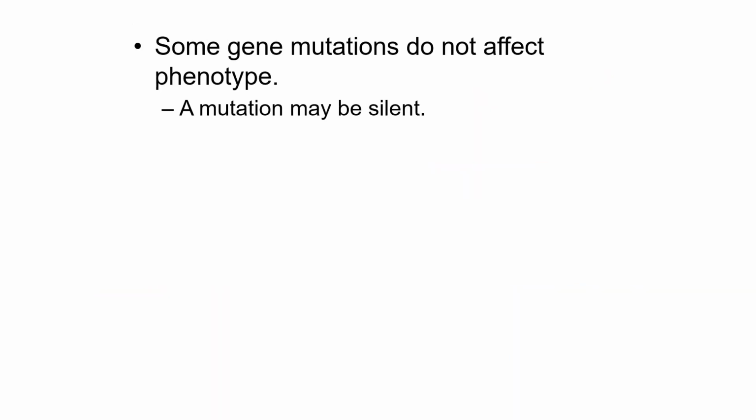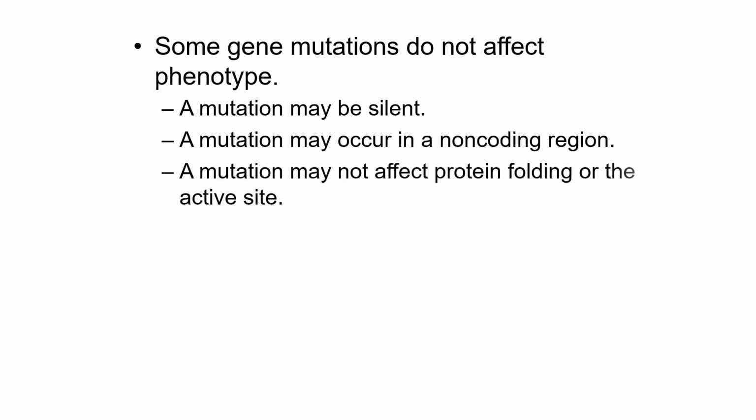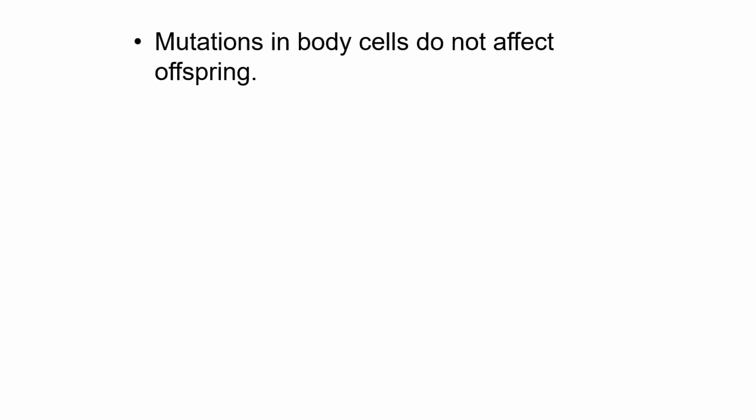Some gene mutations do not affect phenotype at all. A mutation might be silent. Kind of like if you've typed up a paper and you made a typo, if nobody notices, no big deal, right? So this could maybe be because it's in a non-coding region, or a part of your paper that nobody read. Or it just might not affect the protein folding. Remember, several different codons can equal the same amino acid. So even if it's mutated, if it's still translating into the same amino acid, then it doesn't matter.